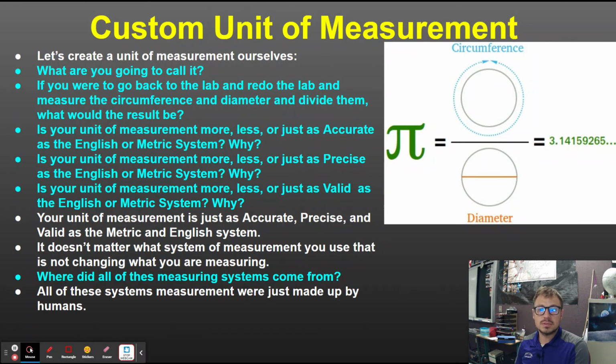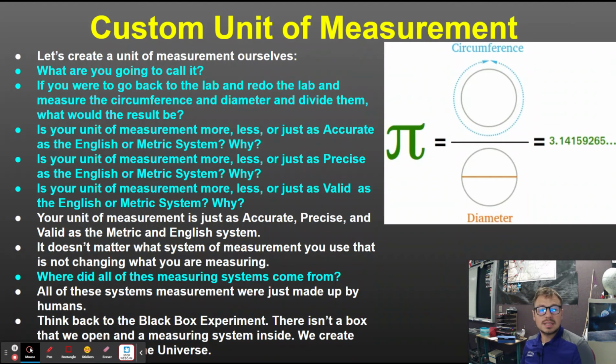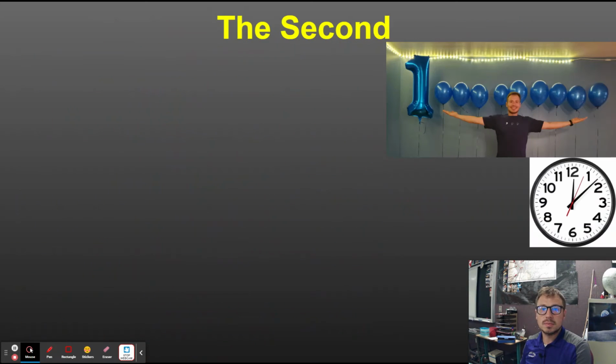Now, where did all these measuring systems come from? All of these systems of measurement were just made up by humans, right? Think back to that black box experiment. There was no box that we just opened and said, yep, here is the measurement system that we have to use for science, right? We had to come up with our own, and it doesn't matter whether it was the English system, which was invented a thousand years ago, the metric system, which was hundreds of years ago, or one that you just made up in a couple of minutes. They're all just as valid. They're all going to be just as accurate, just as precise. They were all made up by humans.